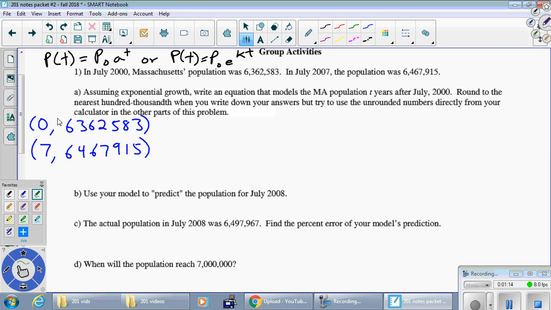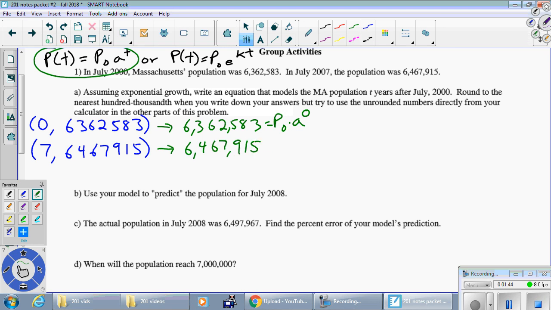So plugging into the first one, the first point, 0, and then the 6,300,000 number, the left-hand side becomes the 6,300,000 number. And the right-hand side becomes P sub 0, which we don't know, A, which we don't know, to the T, which is 0 for that first ordered pair. Okay, and then the same deal with the other equation. So the left-hand side becomes the 6,400,000 number. And the right-hand side is, again, P0 times A to the, in this case, T is 7.